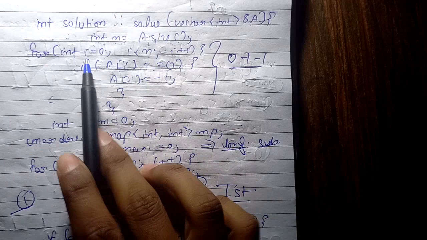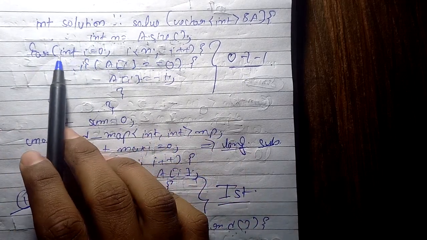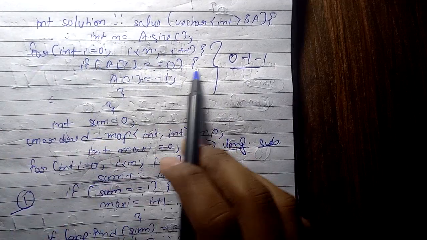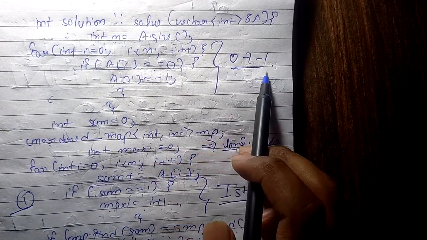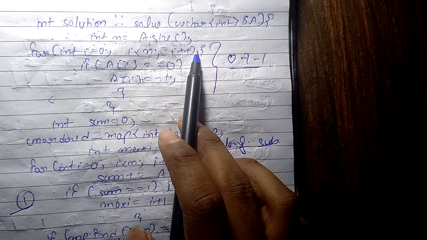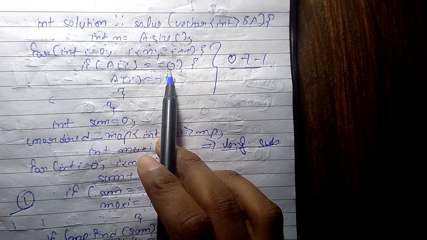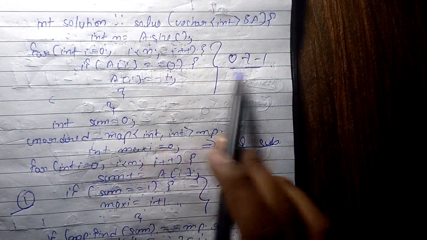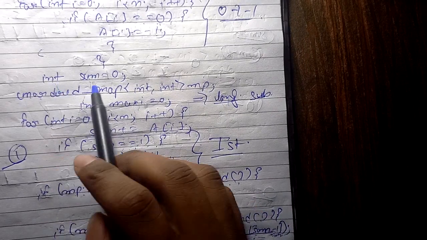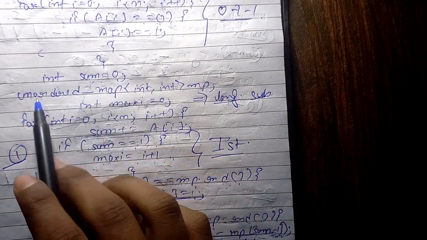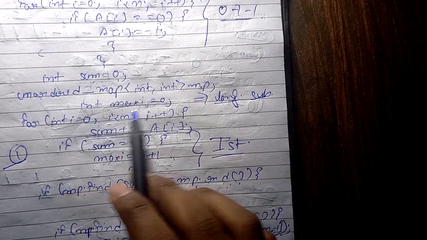I have simply run a for loop, and what I told you is that I will convert all the 0 to -1. So I run the for loop, and whenever I get a 0, I update it with -1. This is my first step. Then I told you that I will keep track of the current sum. int sum equals 0 will keep track of the current sum. After that I have declared the map. Then int maxi equals 0.